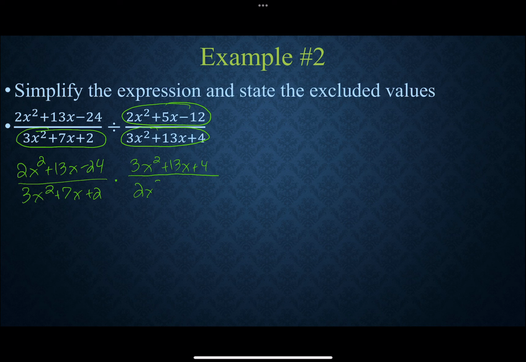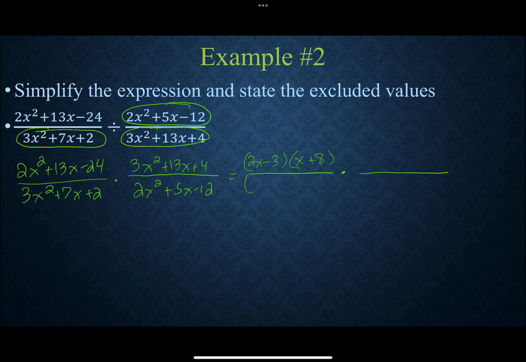All right, so then after flipping it, now it's just a matter of factoring each of these expressions, seeing what's going to cancel each other out. So we have the 2x squared plus 13x minus 24. So we know that's going to be a 2x minus 3 and an x plus 8, to give us our negative 24, negative 3 times the 8, and then the 2 times 8, negative 3 times the 1, give us that positive 13.